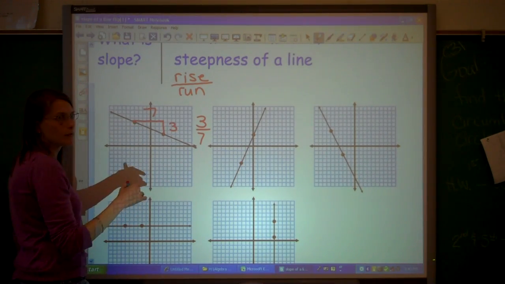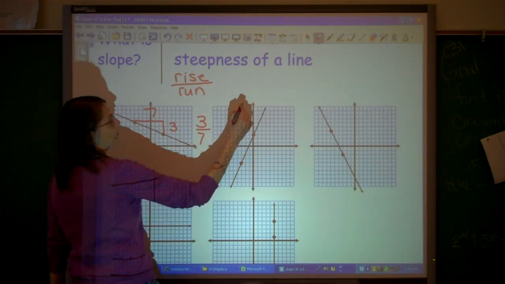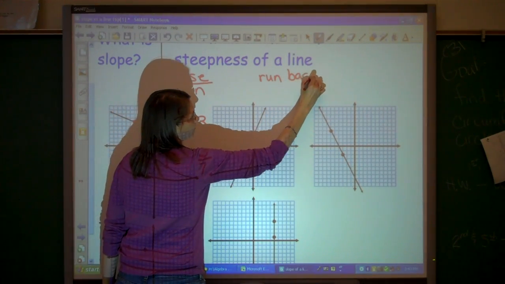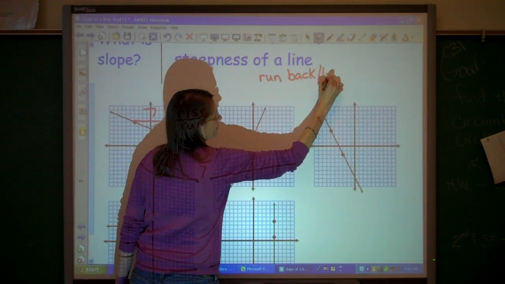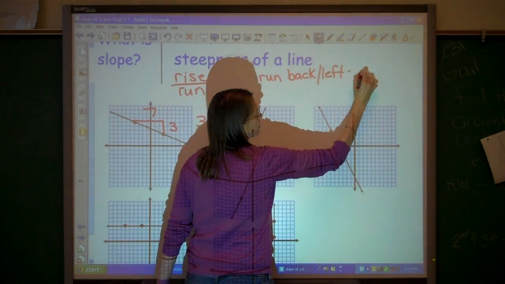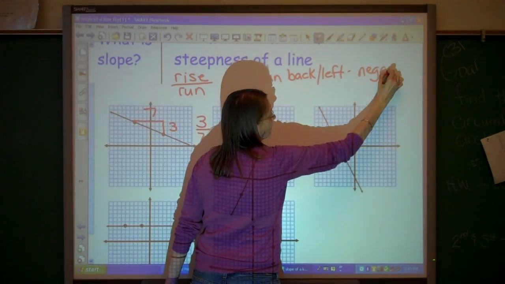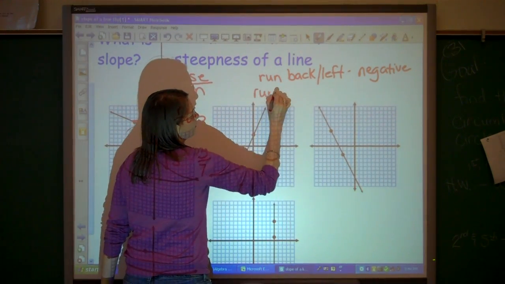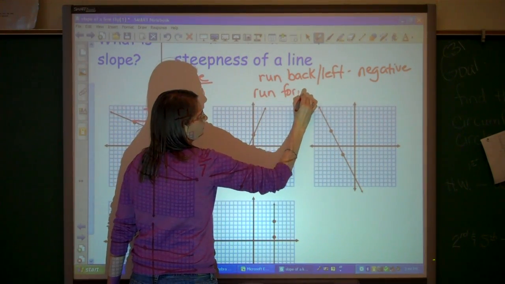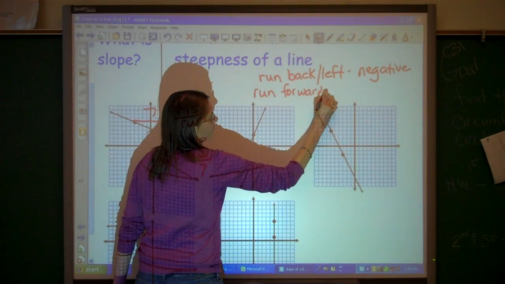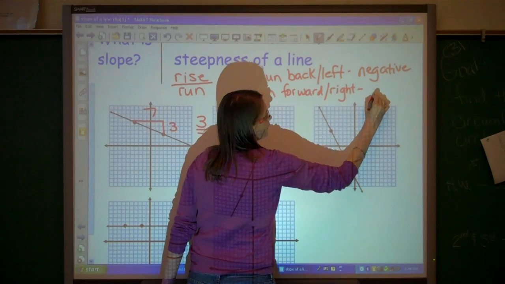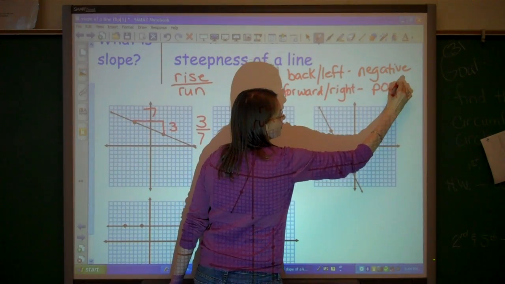Now to determine if it's a positive slope or a negative slope, if we run back or to the left, then it's a negative slope. If we run forward or to the right, then it is a positive slope.